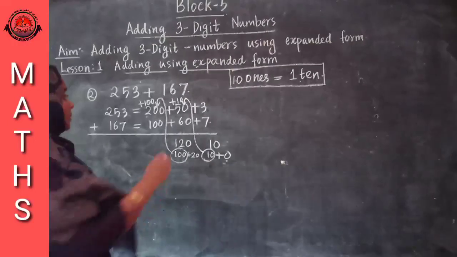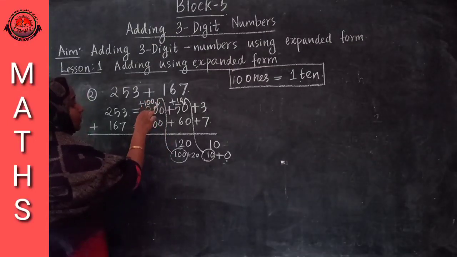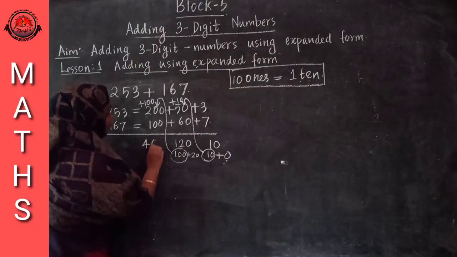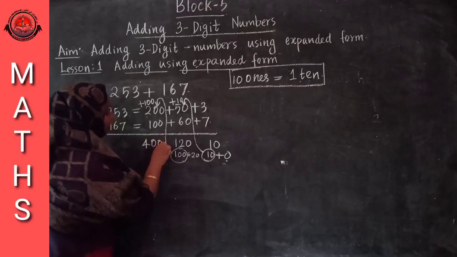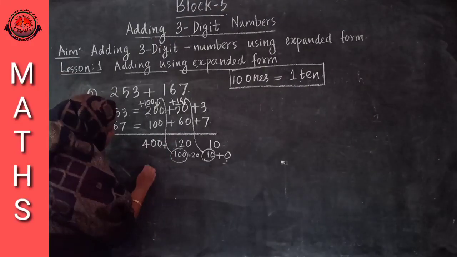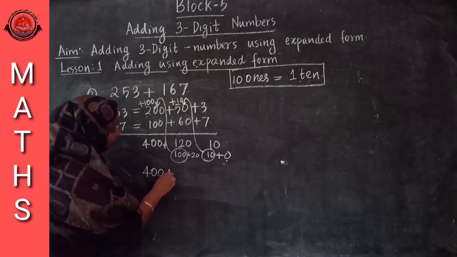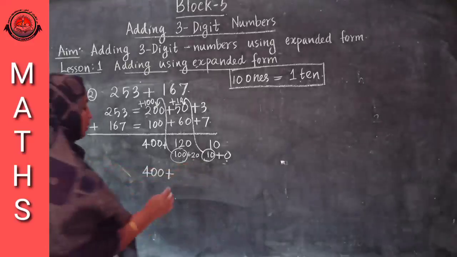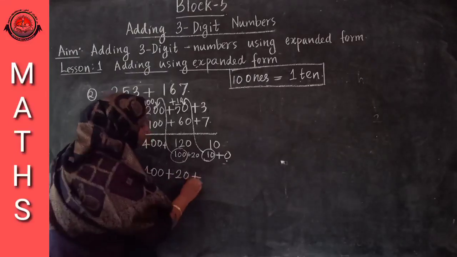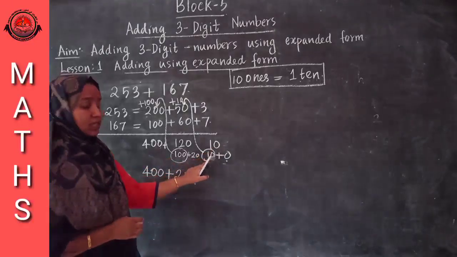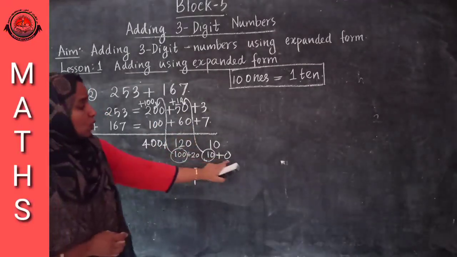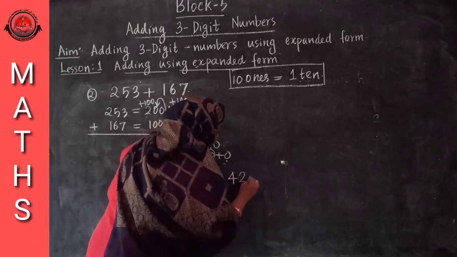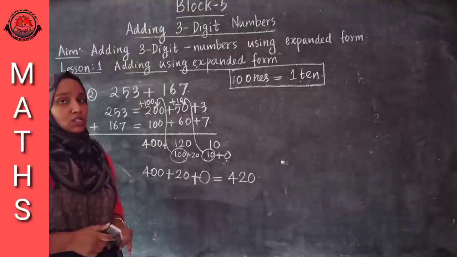Understood? Then 100 plus 200 is 300. 300 plus 100 is 400. So what is the expanded form? What is the answer? 400 plus. Here is any 100? No, it is regrouped into here. So only 20 remains here. 20 plus. What is in the ones place? No 10 is here. 10 is regrouped into here. Only 0 remains. So 0. Our answer is 420. Understood?